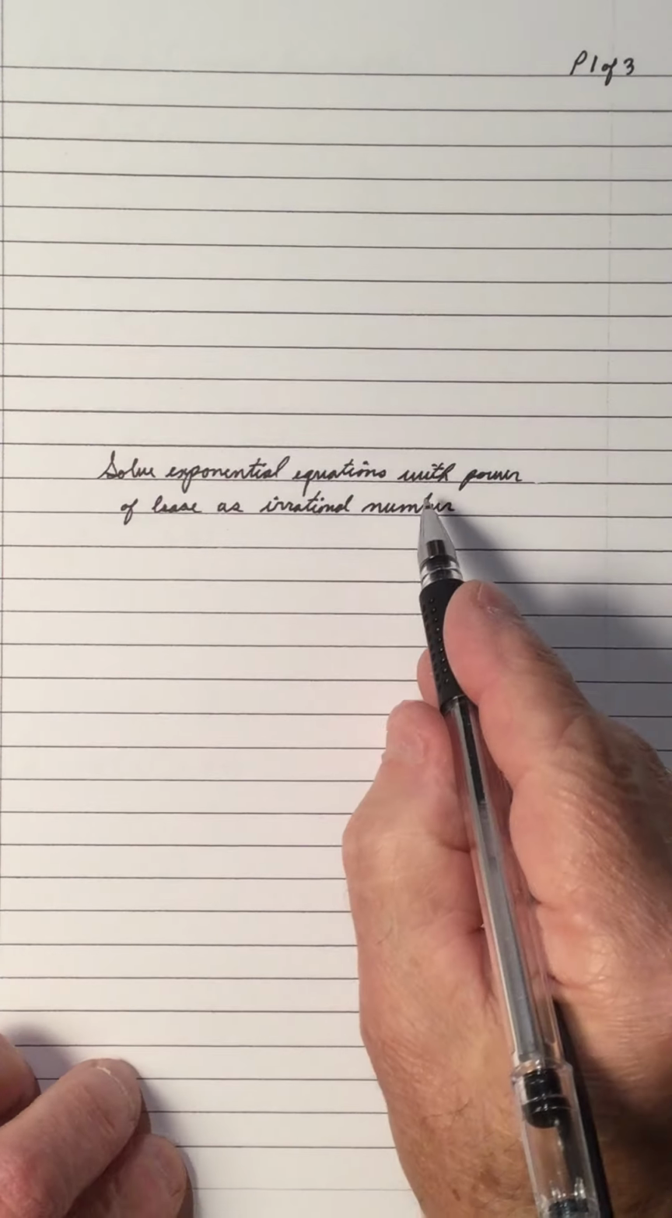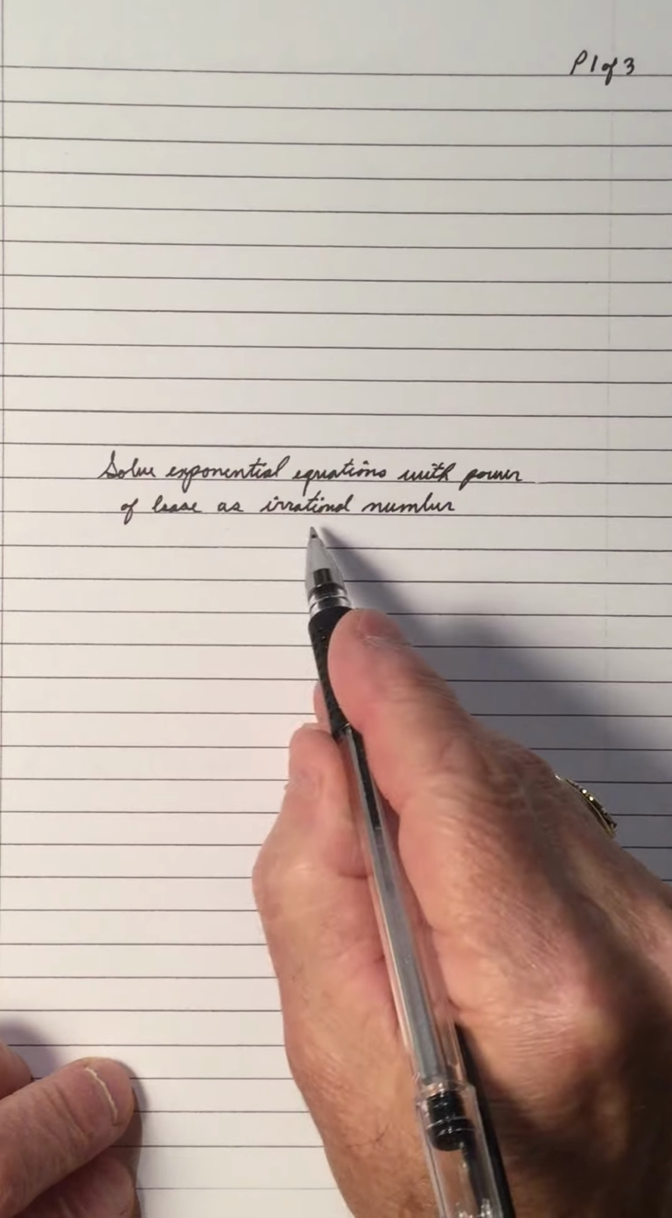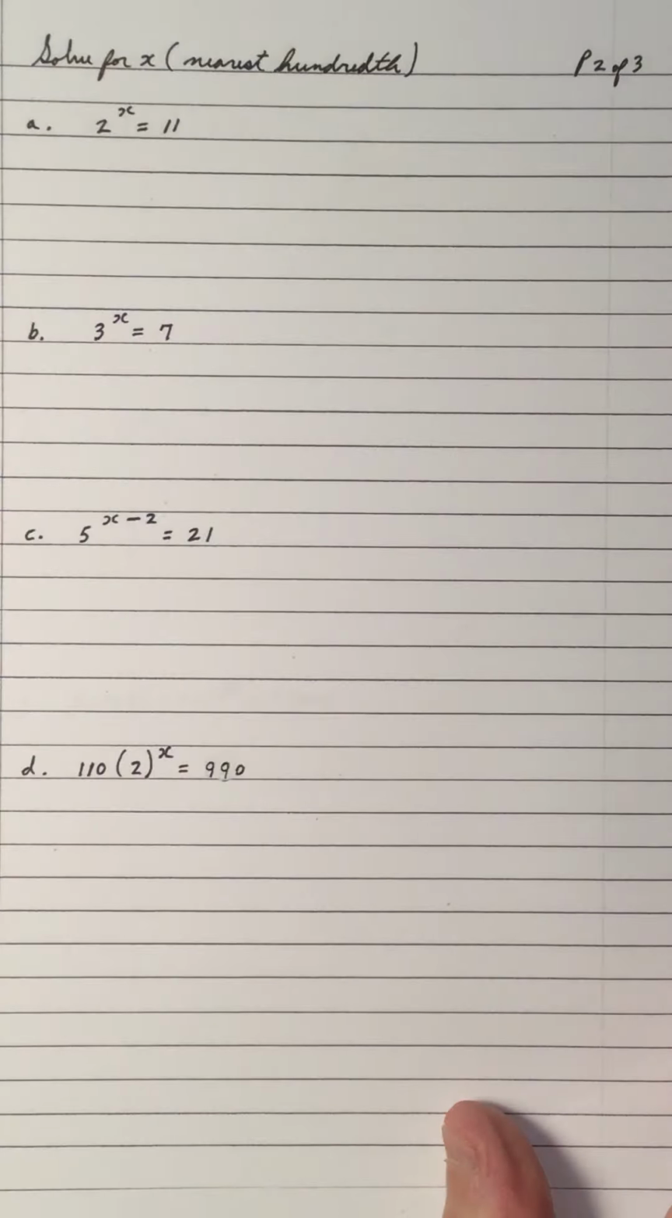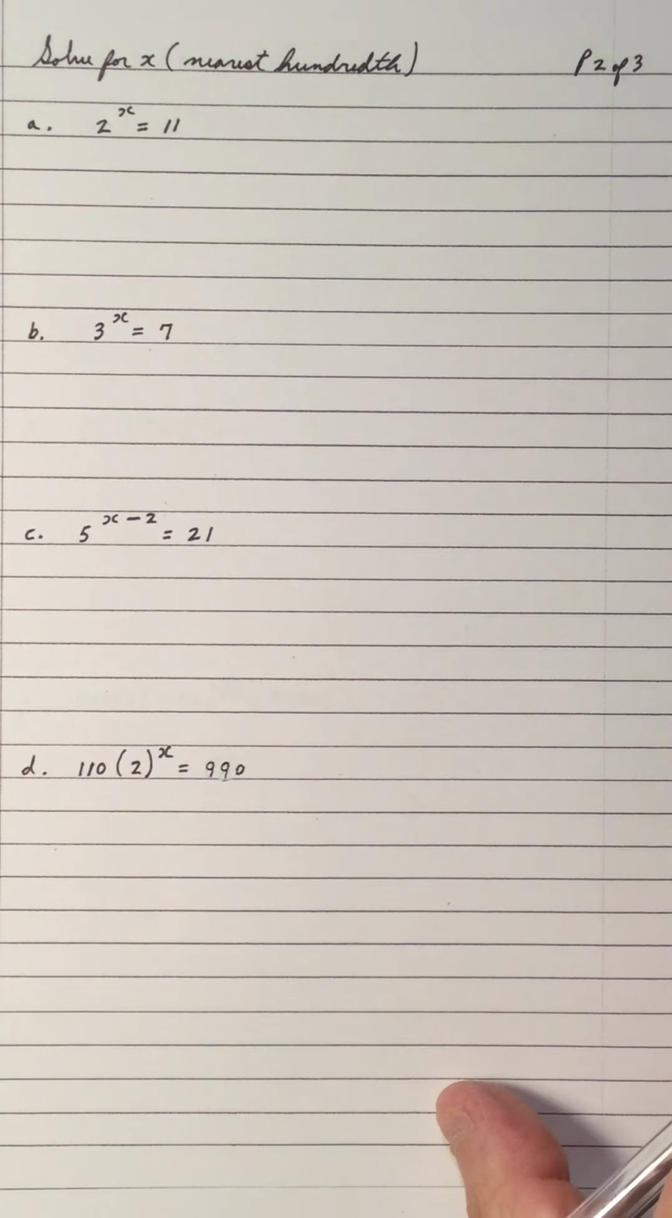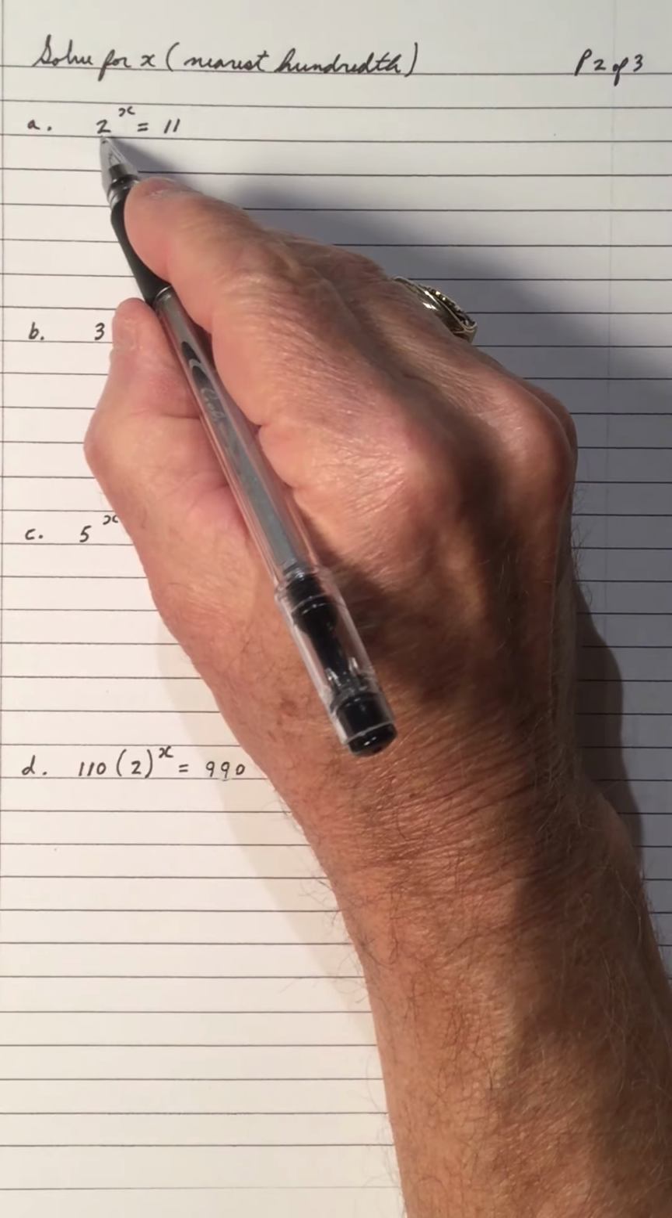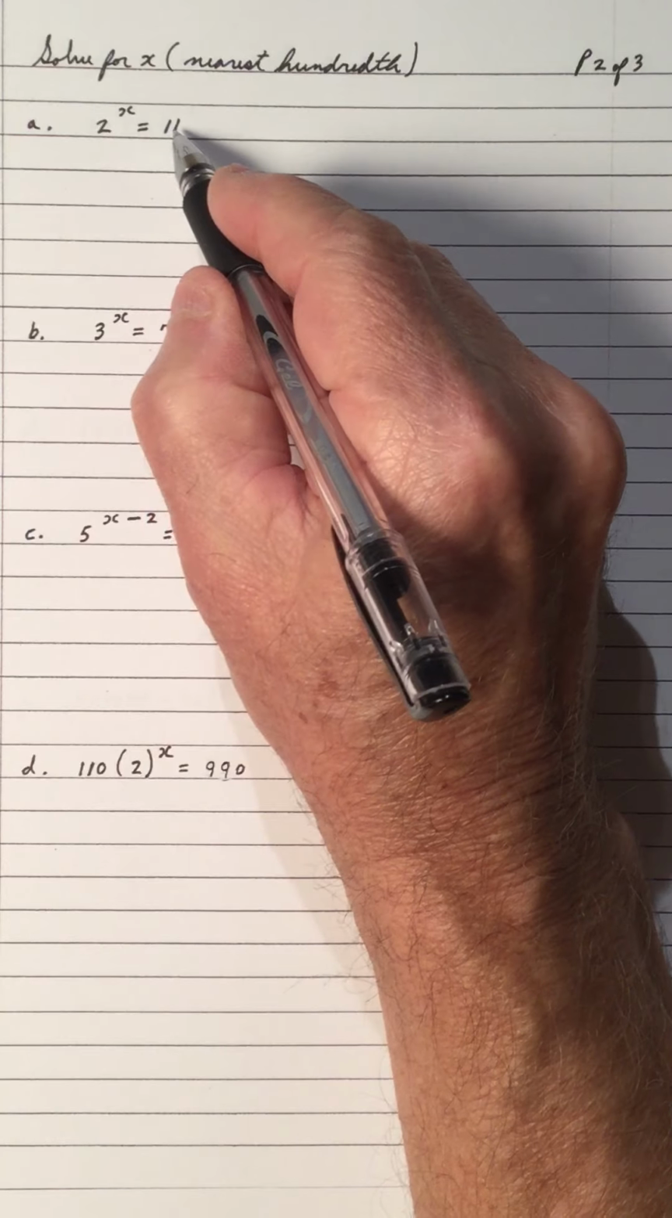Hi, welcome to my video on solving exponential equations with the power of the base as an irrational number. Solve for x to the nearest thousandth. Notice that 2 to the x equals 11.